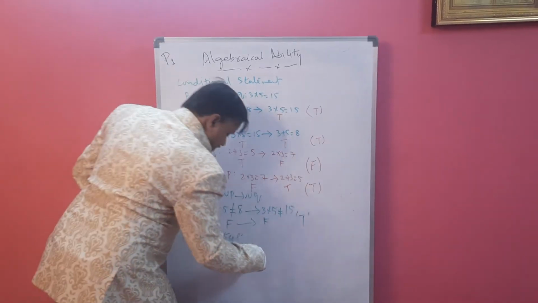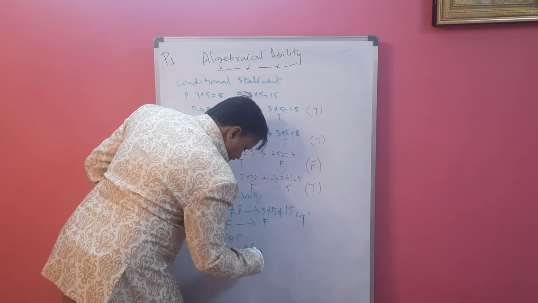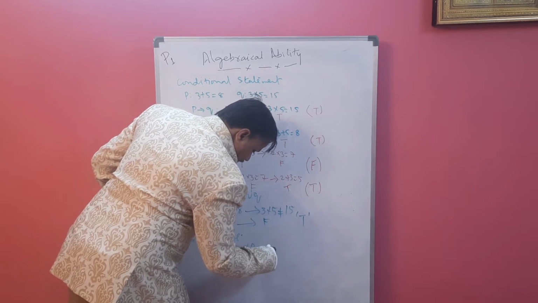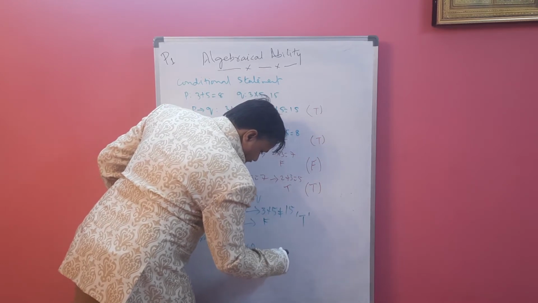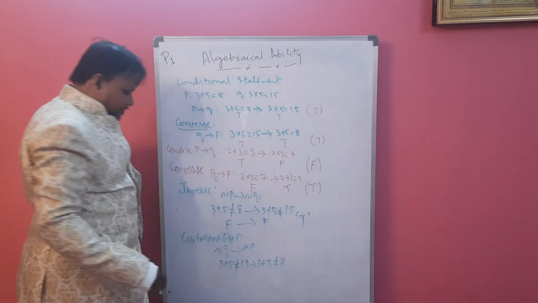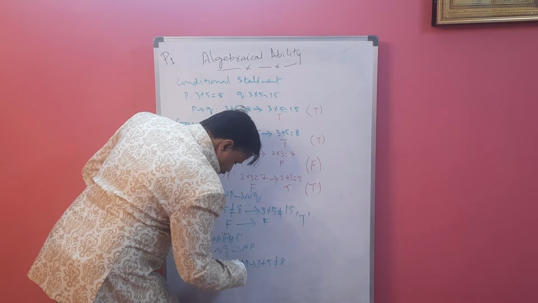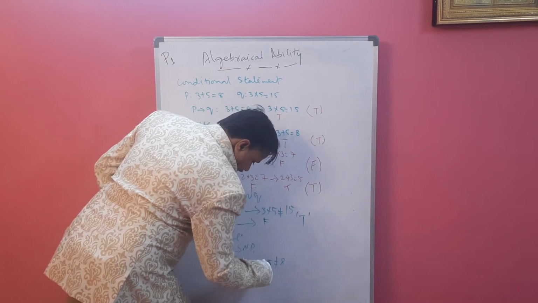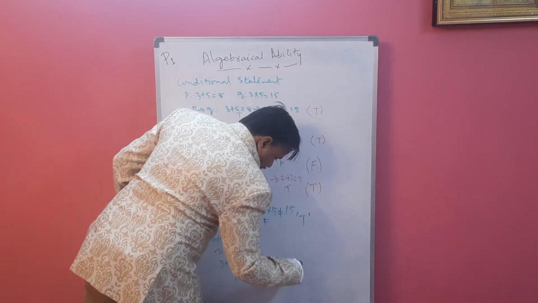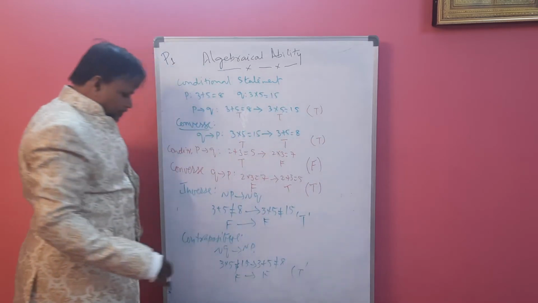P, 3 plus 5 equal to 8. But negation means again we have to take not equal. So this statement is also false. False implies false. Yes. So again we will get the value true.